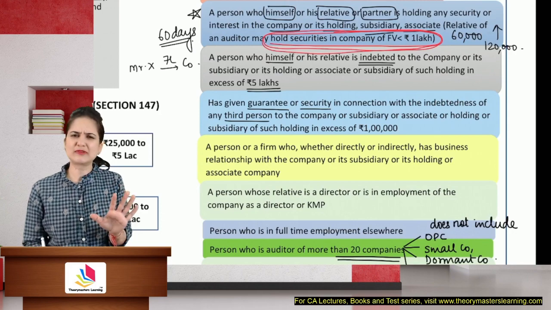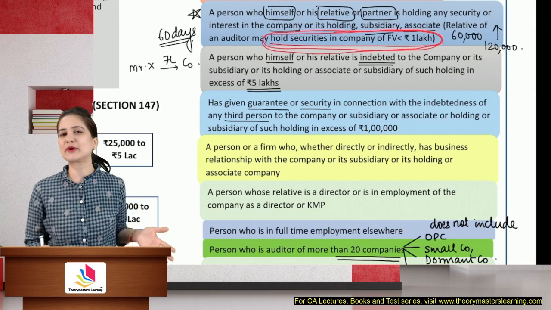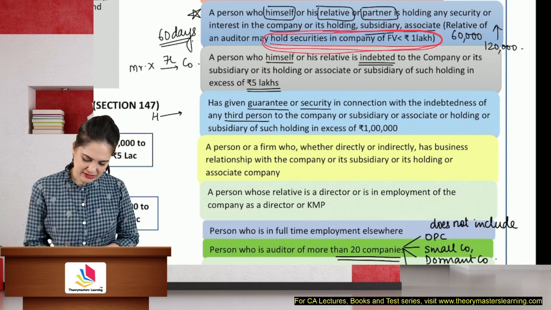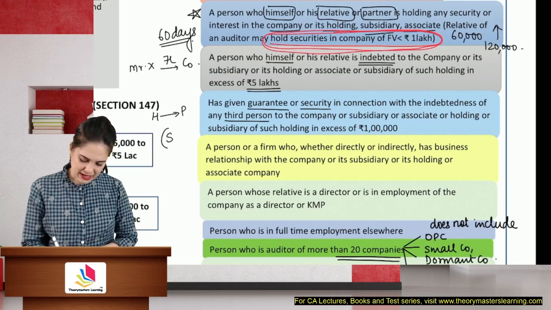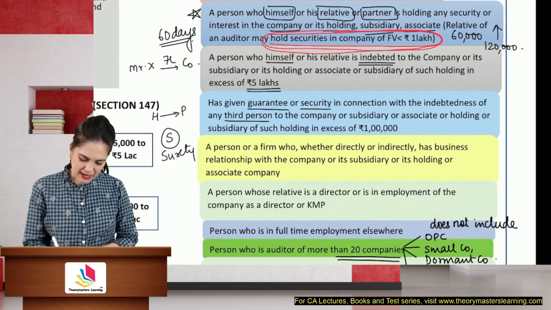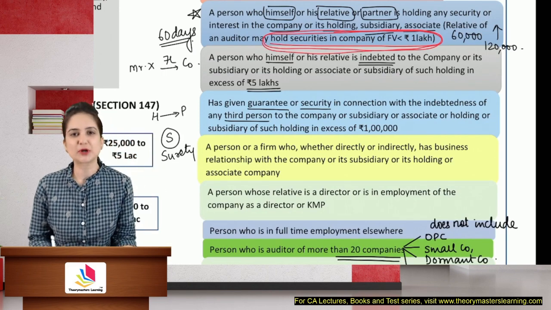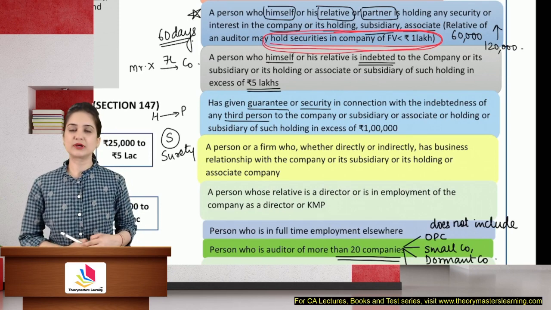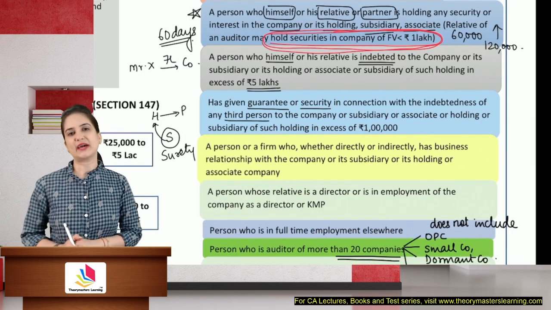So can I say in simple words, if you are a surety, you have given a guarantee of more than rupees 1 lakh, you cannot be appointed as the auditor of the company. So let's say, for example, that H has given a loan to P. S acts as a surety. H, don't worry, P will pay the money. If he doesn't pay, then I will pay. You're acting as a surety. You cannot be appointed as auditor of the company to whom you have given a guarantee. So he cannot be appointed as an auditor of H.